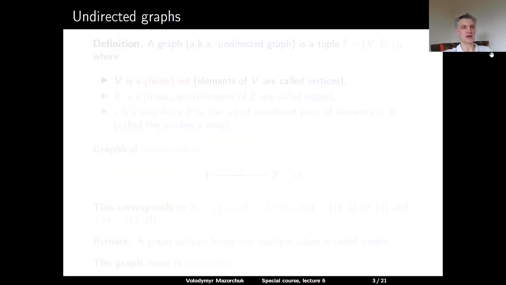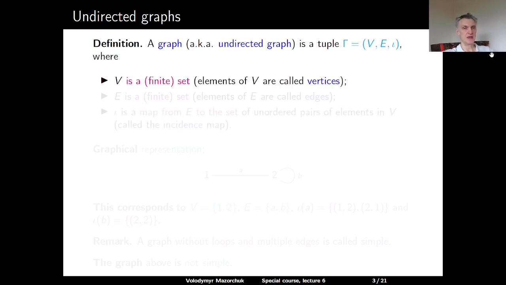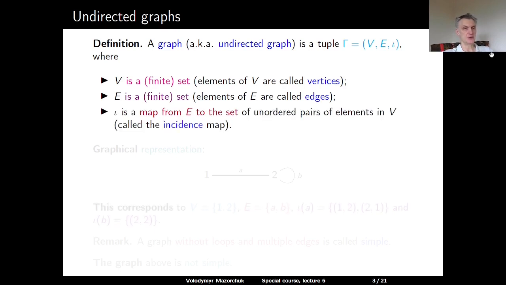Now we can talk about undirected graphs. Definition: a graph, also known as an undirected graph, is a tuple gamma which consists of three things: V, E, and I. Here V is a set, and elements of this set are usually called the vertices of our graph. E is also a set, and the elements of E are usually called edges of our graph. And I is a map from E to the set of all unordered pairs of elements in V. And this is usually called the incidence map.